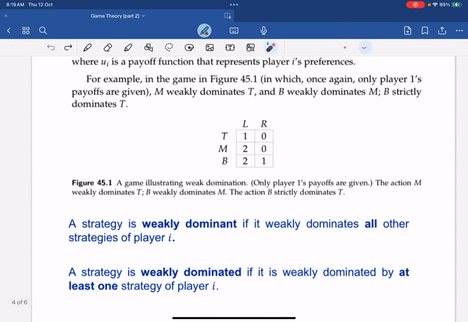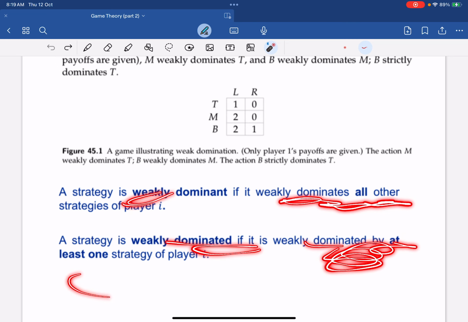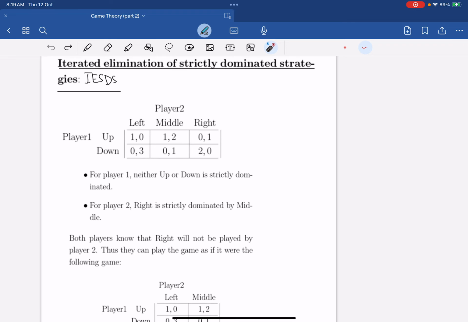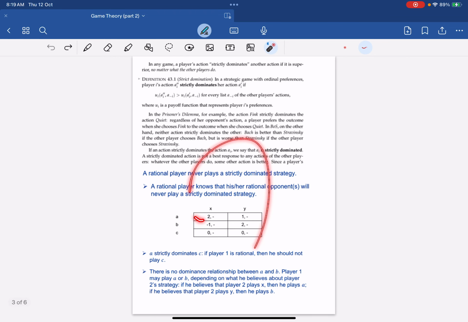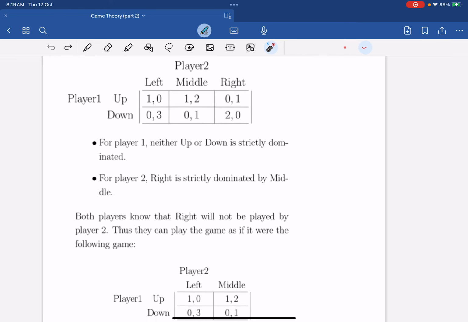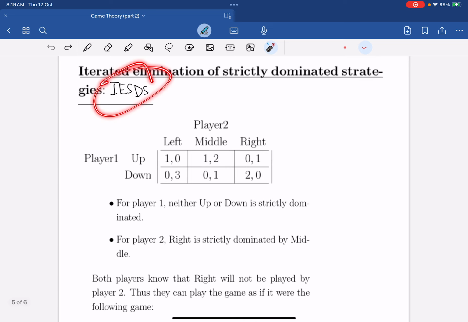So a strategy is weakly dominant if it weakly dominates all other strategies, and is weakly dominated if it's weakly dominated by at least one strategy. And with the previous example I've shown you, we'll never choose the strictly dominated one. Then we have this process called iterated elimination of strictly dominated strategies. What you want to do is find the strictly dominated one and then cancel it out.